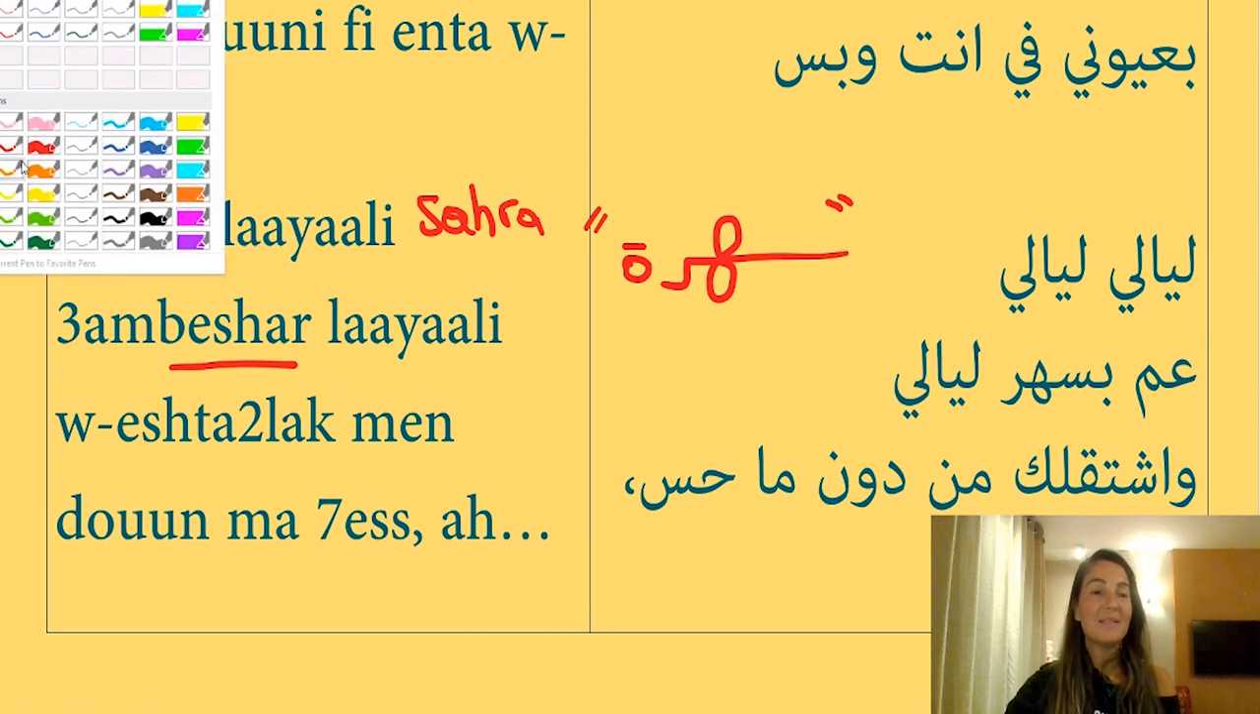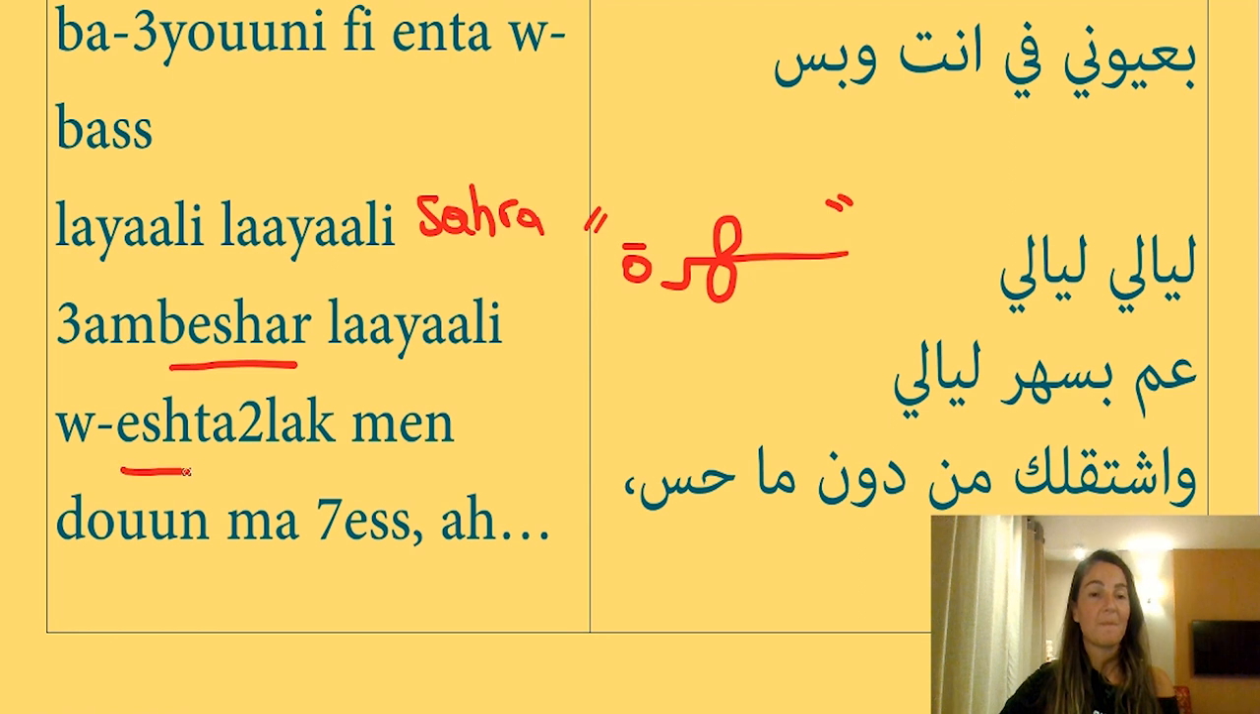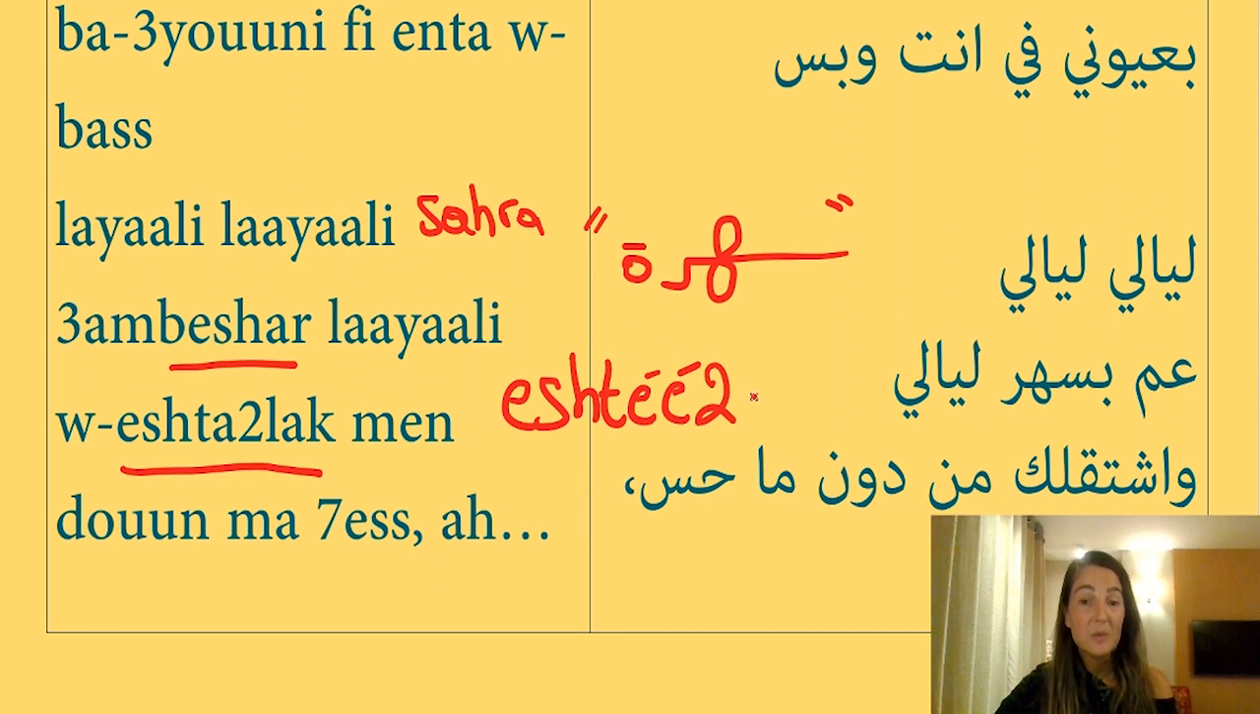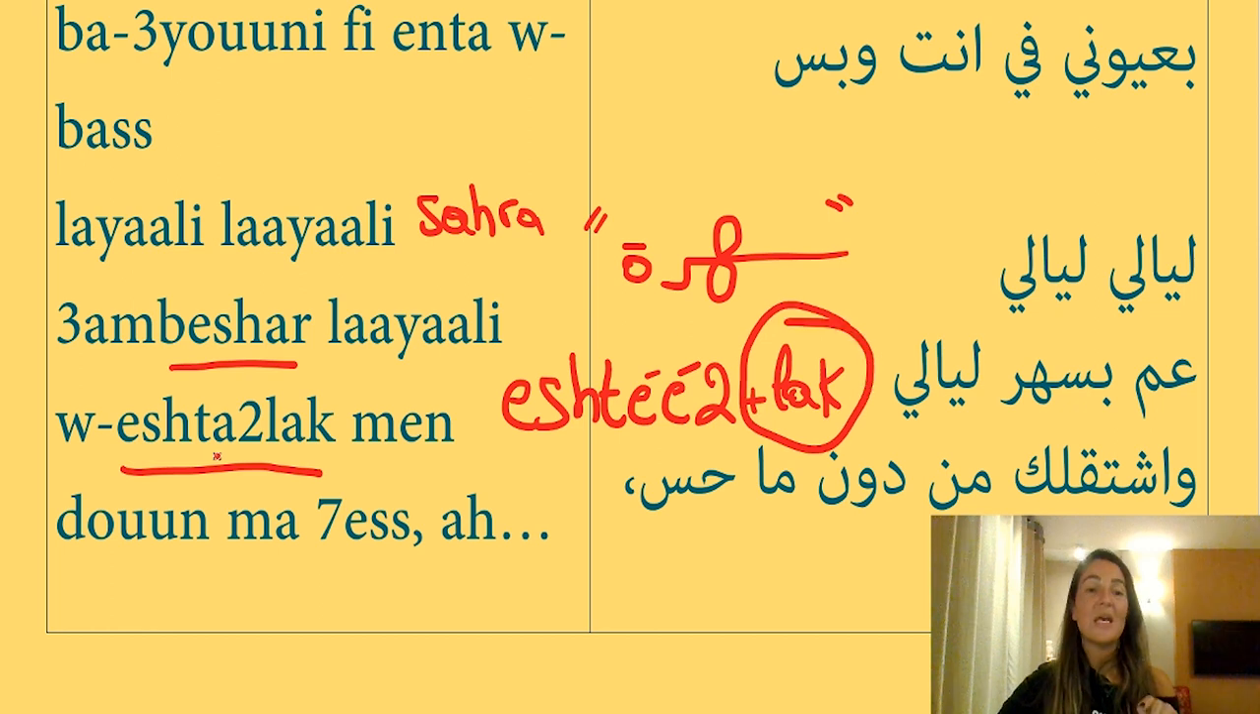Now, let's talk about the verb اشتاق لك. The verb اشتاق on its own means I miss. But when I want to say miss you, I say اشتاق plus لك. You're literally saying I miss for you, but you mean I miss you. But here you don't pronounce it the same way anymore, because we added the لك. So we now pronounce it differently. You remove this and you put a different vowel. واشتاق لك من دون ما حس.